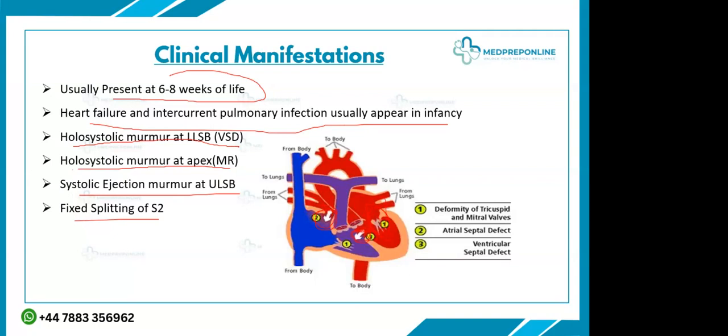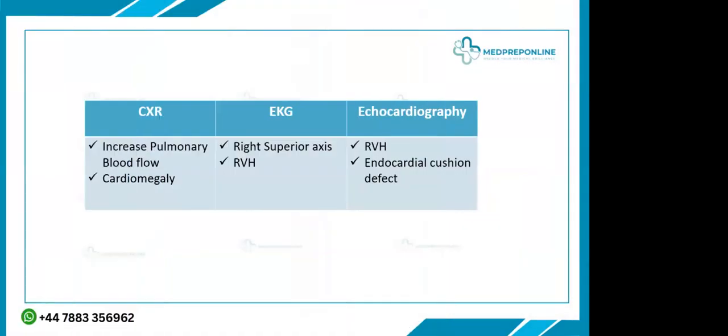So they have shown number one, the deformity of the tricuspid valve, and the mitral valve deformities. Second is the atrial septal defect. Third is the ventricular septal defect. So AVSD is a complex congenital heart disease. To some extent cyanosis is present, and basically we categorize it as a complex congenital heart disease, because there is common mixing of oxygenated and deoxygenated blood.